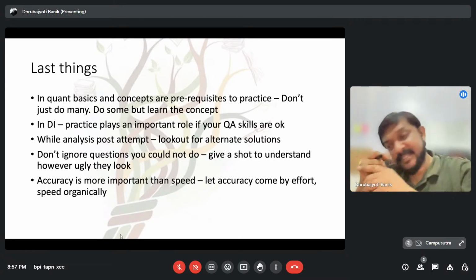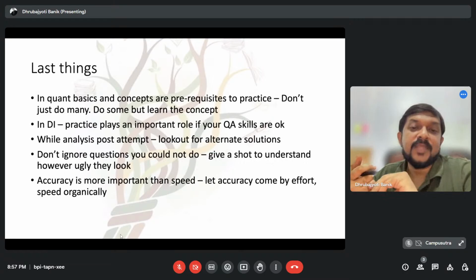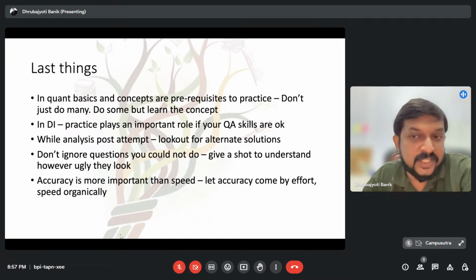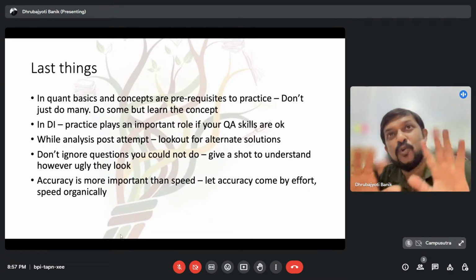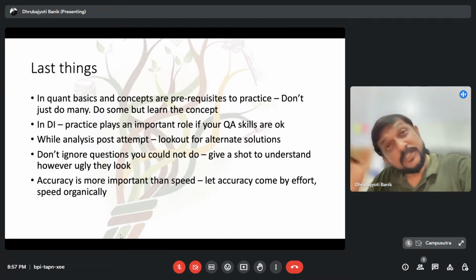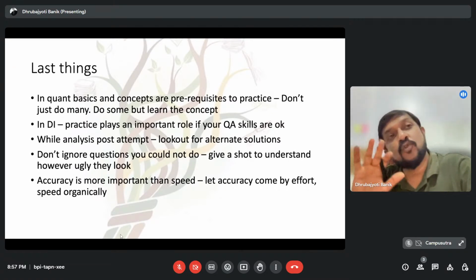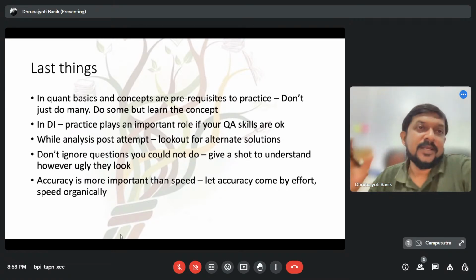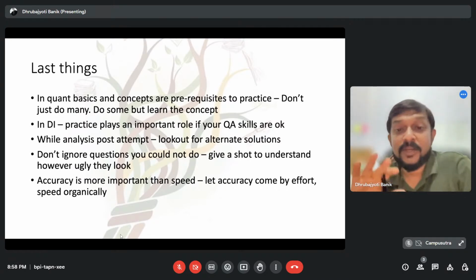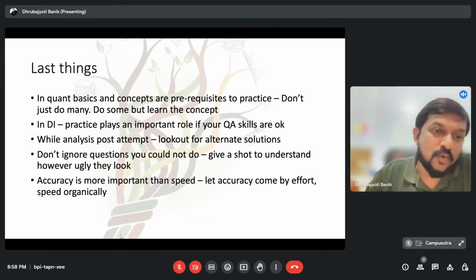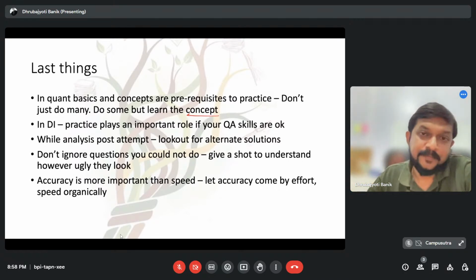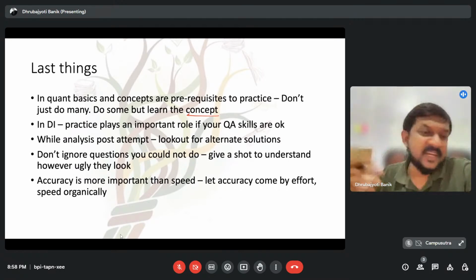Okay, last things quickly. As we had discussed, in quant the basics and the concepts are prerequisites to practice. Don't do too many questions just to practice. Do some. It is good to do as many questions as possible, but sometimes what we do is we only focus on doing questions and increasing speed. We don't learn the concepts. For quant, the concept will become much more important than practice, okay, because questions can be given any twist.